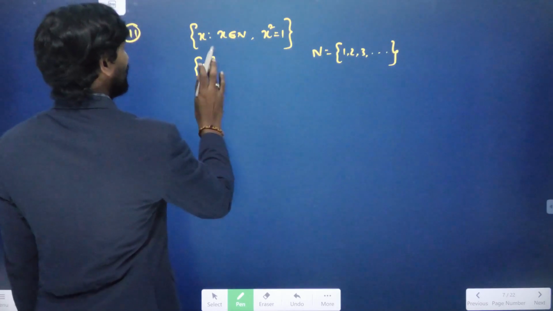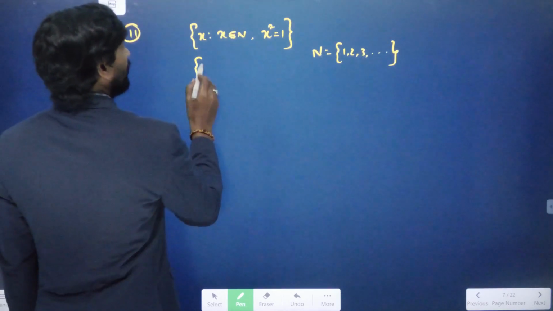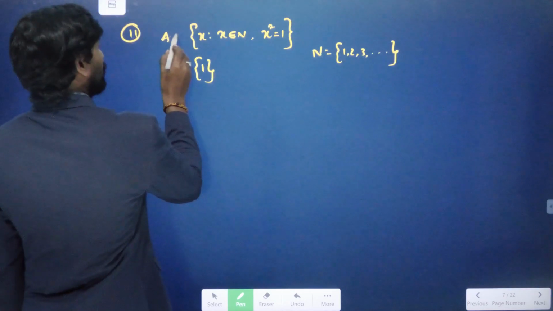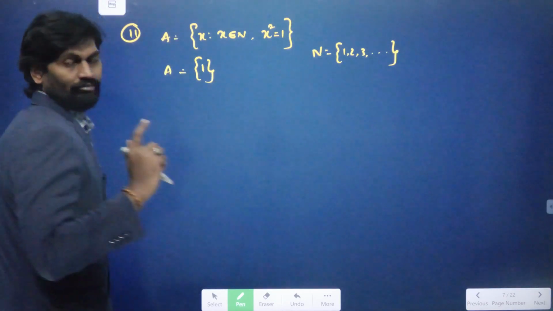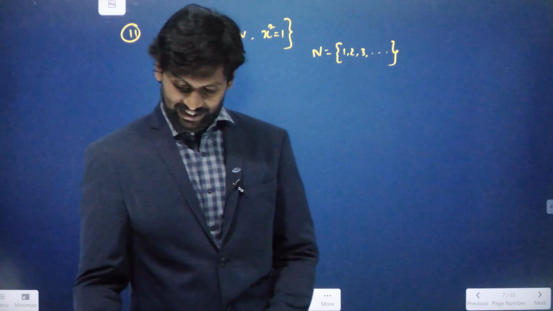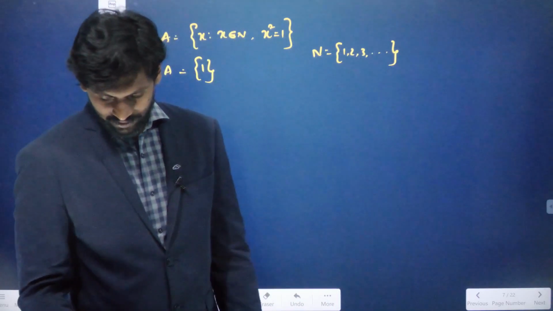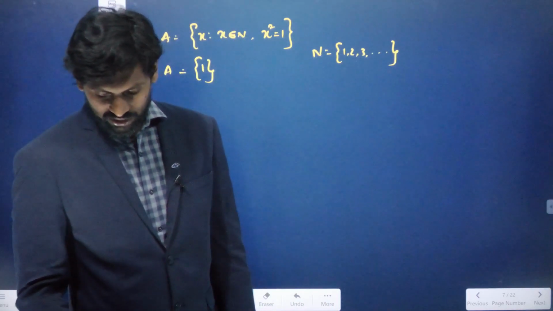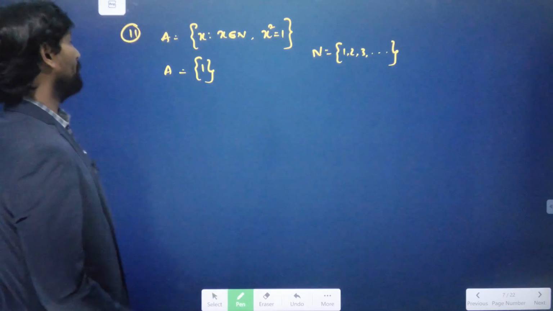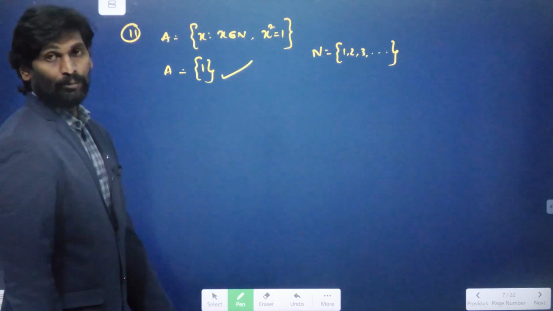So 2, 3, 4, anything will come, it is definitely more than 1. So according to this, the set having only element 1 because of the condition x square equals 1, where N is the set of all natural numbers, is option 2, only number 1.